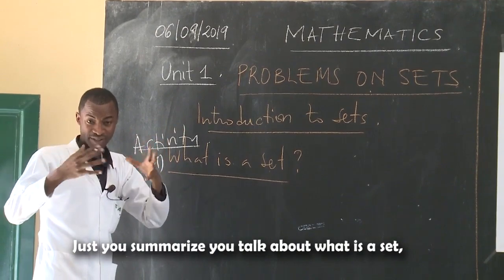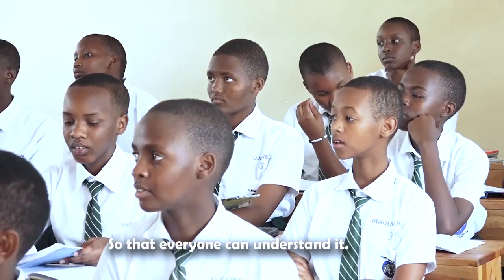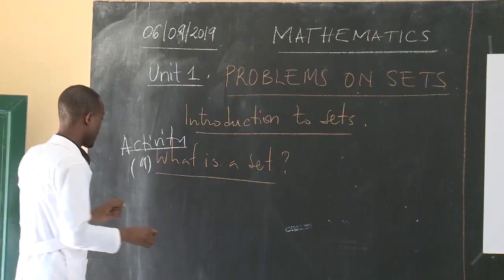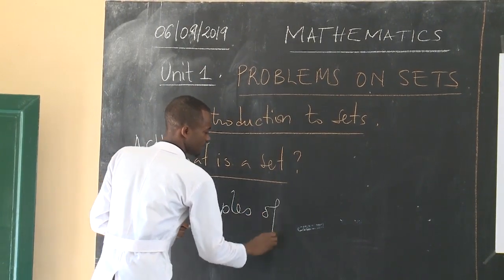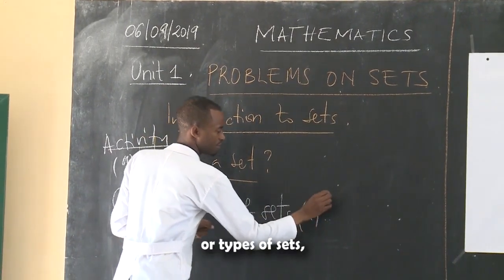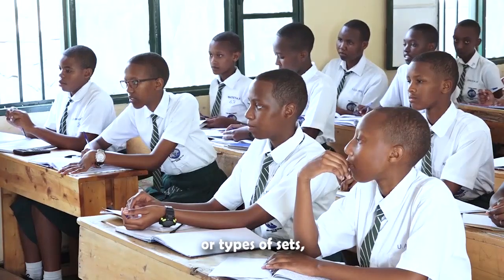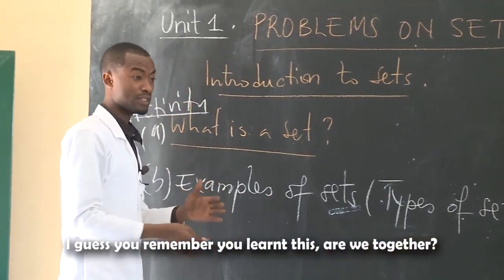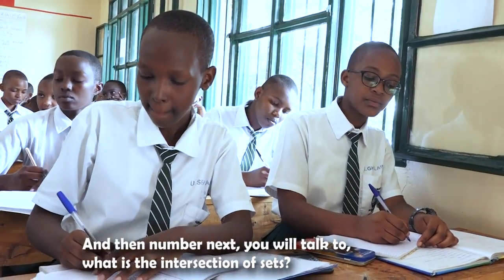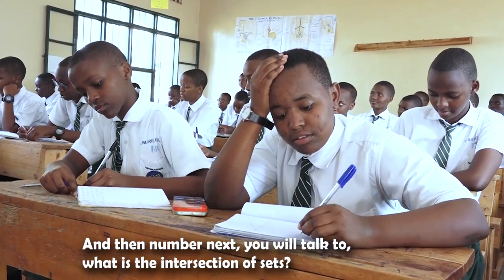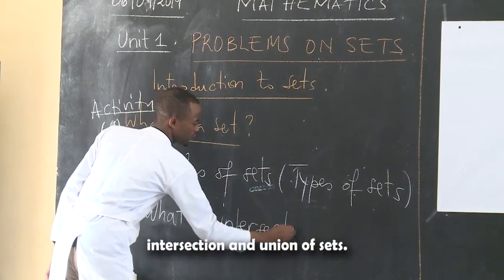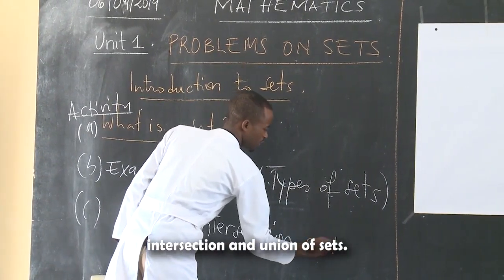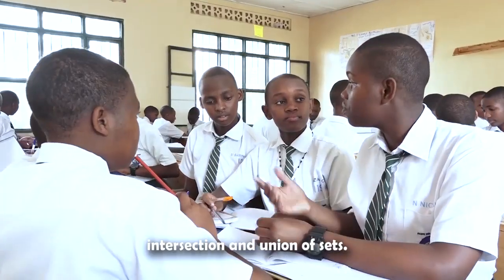Just summarize, talk about what is a set so that everyone can understand it, okay? And then number B, you will be working on the examples of sets or types of sets. Discuss also types of sets. I guess you remember you learned this. Are we together? And then next, you will talk about what is the intersection and the union of sets.